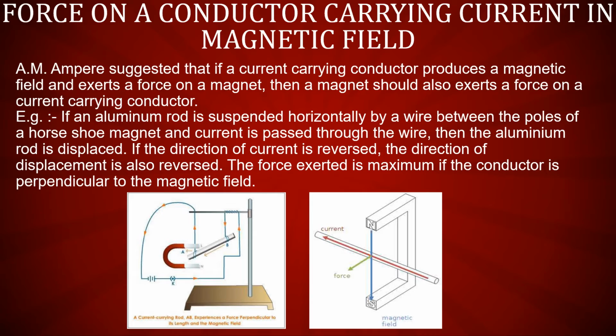So we did an experiment where, say, an aluminum rod is suspended horizontally between a wire and the poles of a horseshoe magnet, and current is passed through the wire, then the aluminum rod is displaced. However, if the direction of the current is reversed, then the direction of displacement is also reversed. This proves that the force exerted is maximum if the conductor is perpendicular to the magnetic field. And the force exerted also depends upon the direction of current in the current carrying conductor.